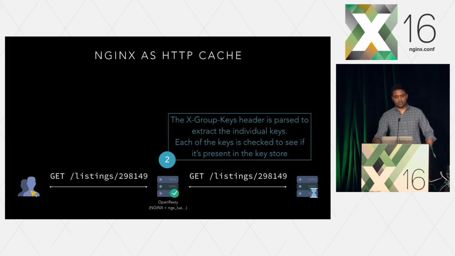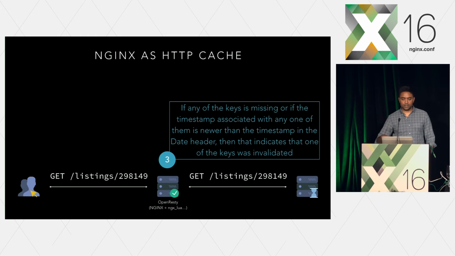And the way we do that is when we loaded the response, we parse the header, get the keys, and we check in this key storage, which is still a part of Nginx. It's just a shared memory zone that you can do get and set and add operations on. We load each key and check, is that key present in that key storage? And also, if it's present, is the timestamp associated with it newer than the date header on the current response we're looking at?